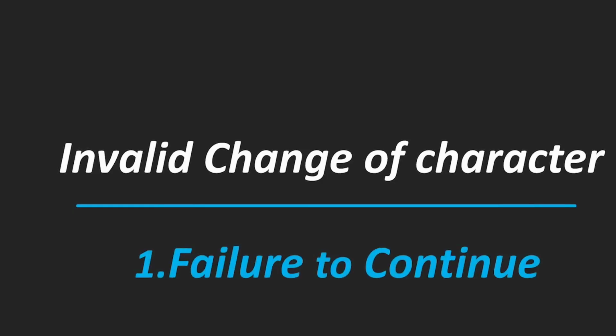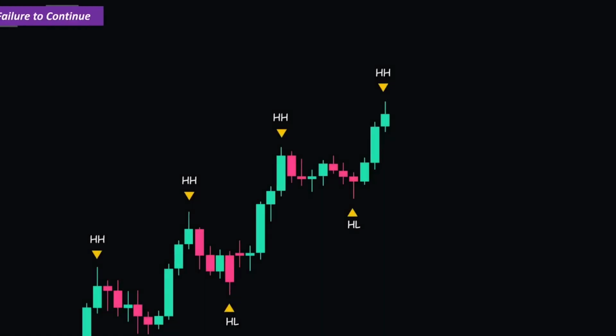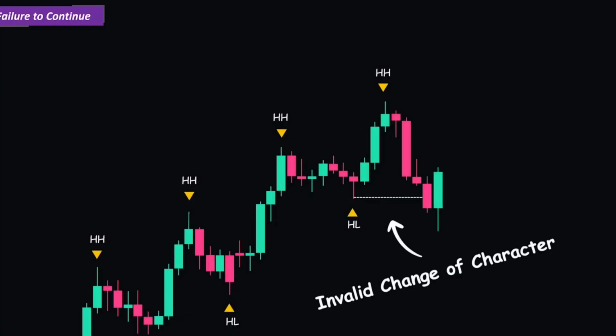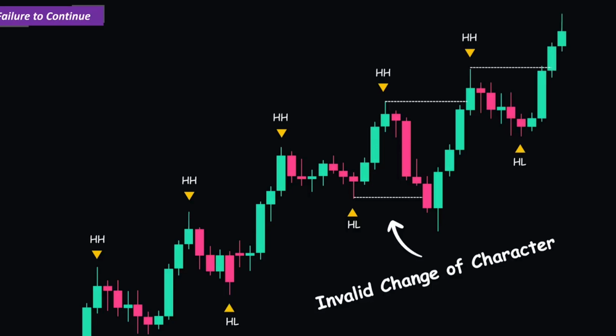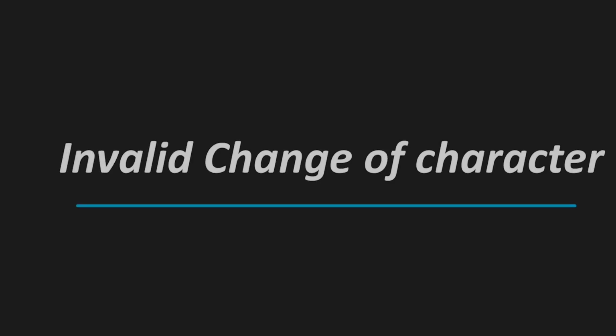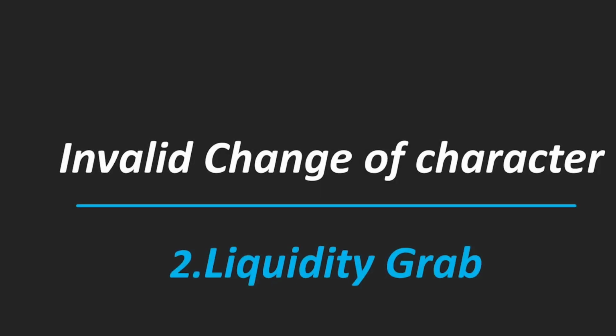Invalid change of characters. Number 1. Failure to continue. If price breaks below the swing low but fails to continue lower and quickly moves back up, the change of character becomes weak or invalid. Especially if price then breaks back above the previous high, it confirms that the market is still in a bullish trend.